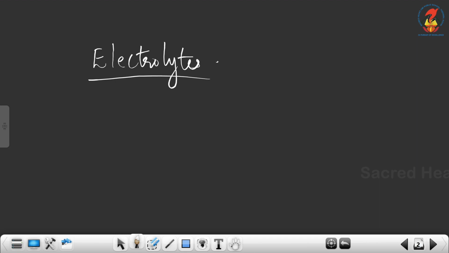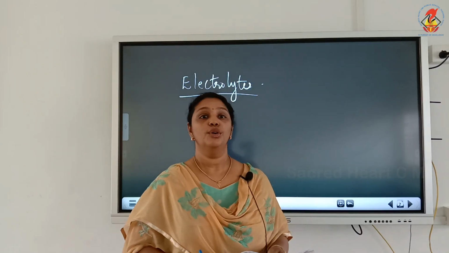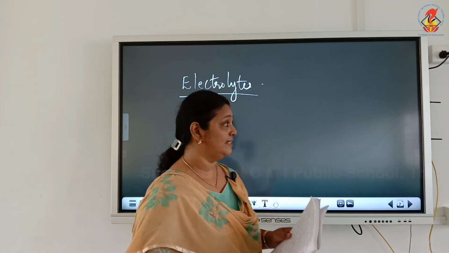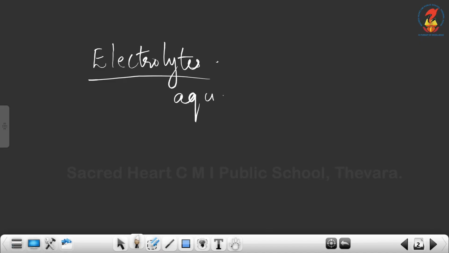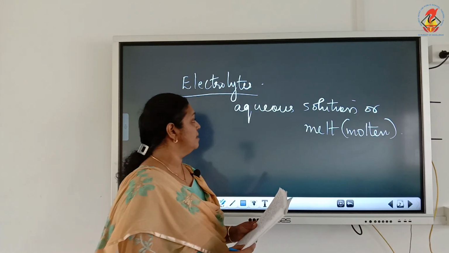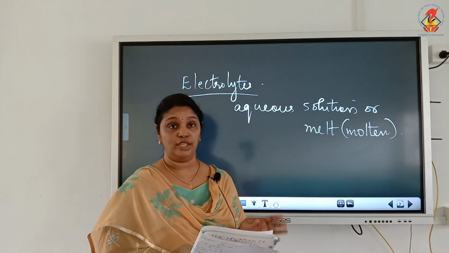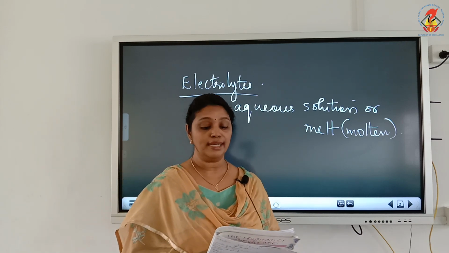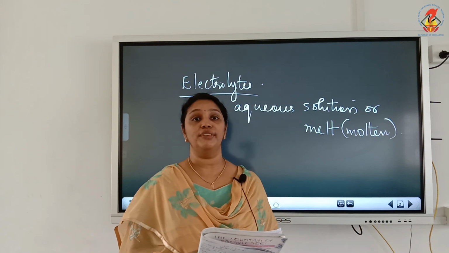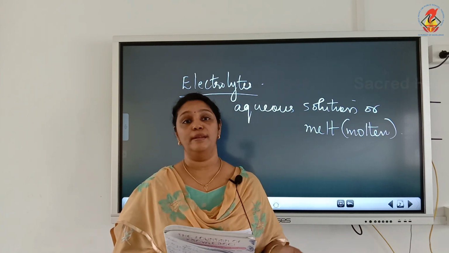Electrolytes. An electrolyte is defined as a compound whose aqueous solution or melt conducts electricity. Melt means molten state. So, substances which conduct electricity in aqueous or molten state are called electrolytes. An example for electrolytes is aqueous solution of inorganic salts, acids and bases.